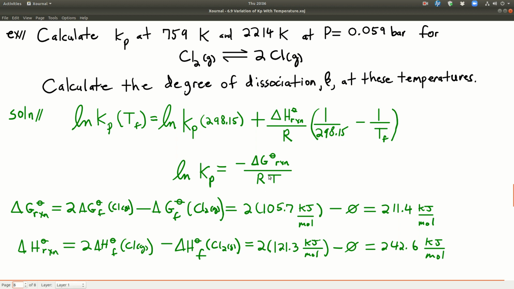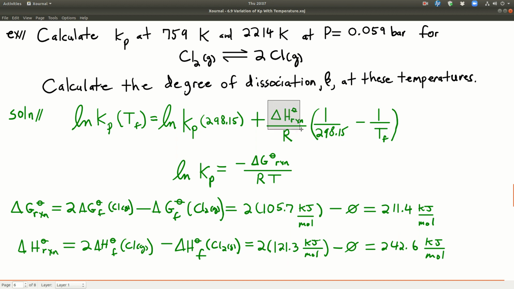This is a real easy calculation, because if you go to the back of your textbook, delta G of reaction is just going to be the delta G of formation of the products times 2 minus delta G of formation of the reactant. But the delta G of formation of chlorine, that's its elemental form, is 0. So it's just 2 times delta G of formation of atomic gaseous chlorine, which is that number. And we get this for delta G of reaction.